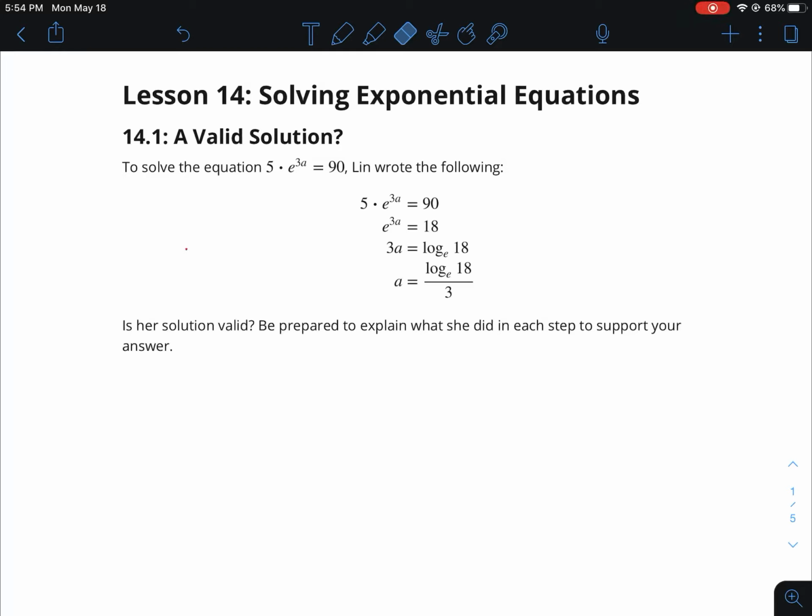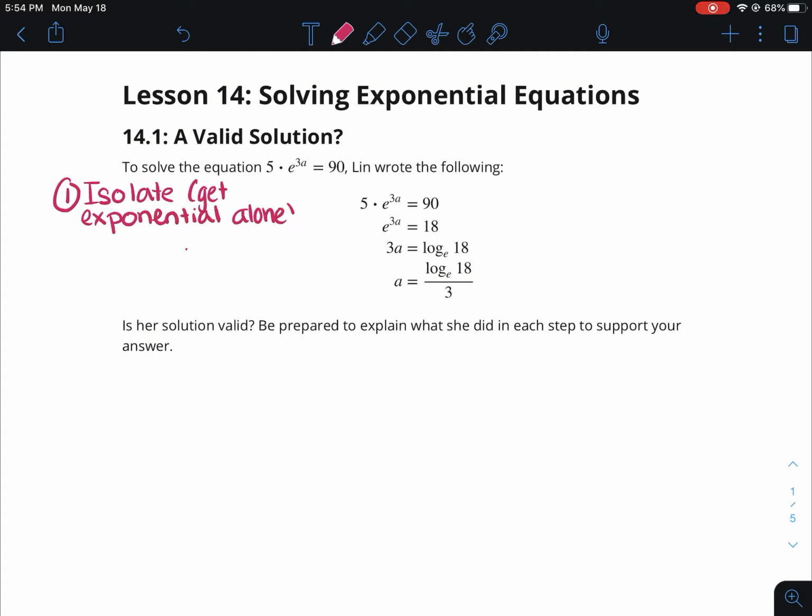All right, guys, so I got some notes for you and also 14.1. So we're solving this equation. So your steps, right? Your first step is going to be to isolate, which in this case is going to be to get the exponential part alone. So that's what happened here.